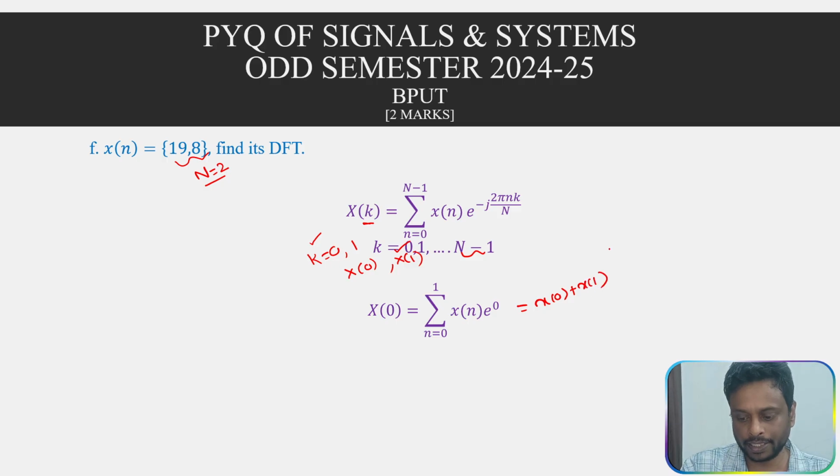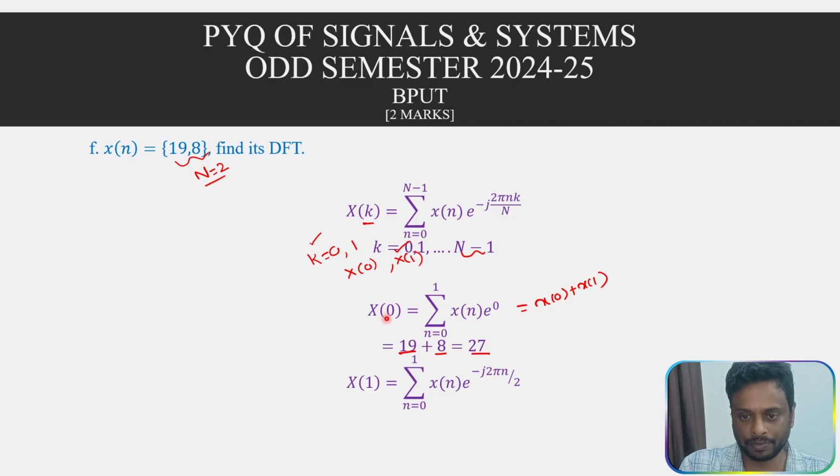What is x of 0? x of 0 equals 19 and x of 1 equals 8, so it will be 27. Okay, so the next thing is X[1]. So you have to find out X[1].